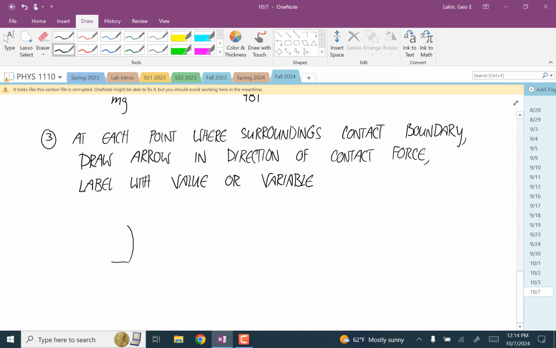So in this case, we have the weight force, and the only place that the surroundings make contact with this boundary is at the ground. And so I'm going to draw a force in the direction of that contact, you know, an arrow in the direction of that contact force. And in this case, I'm going to label it with a variable, and that variable is N. It stands for normal force. We're going to use that for ground forces pretty often.